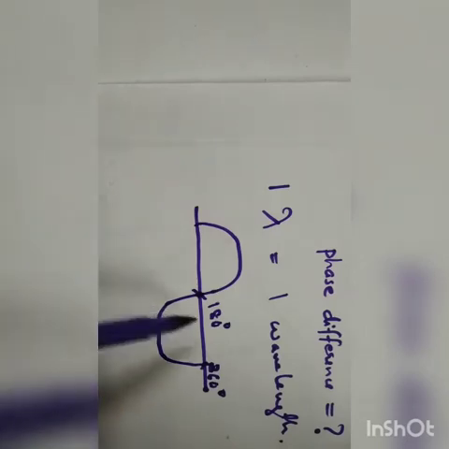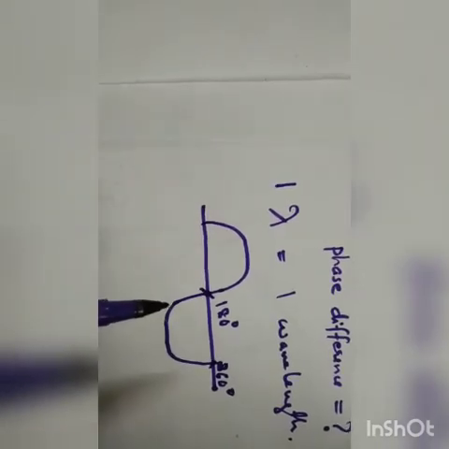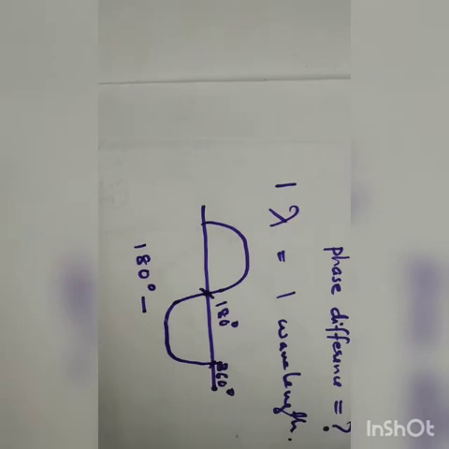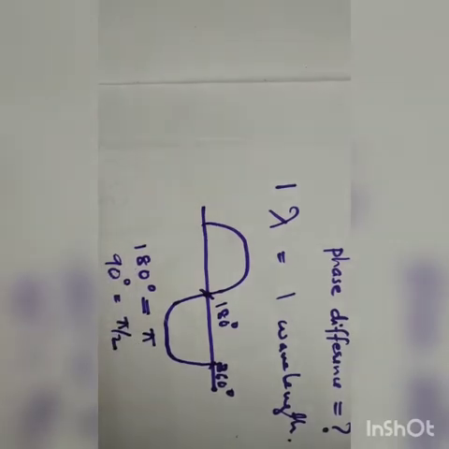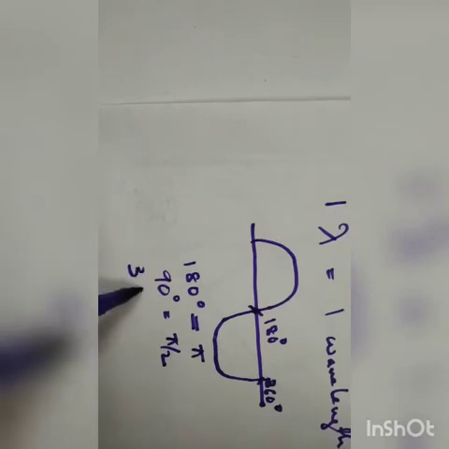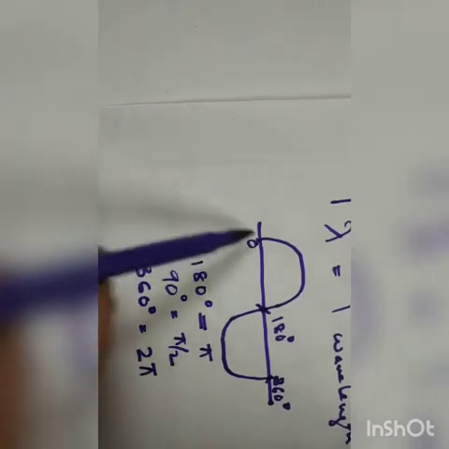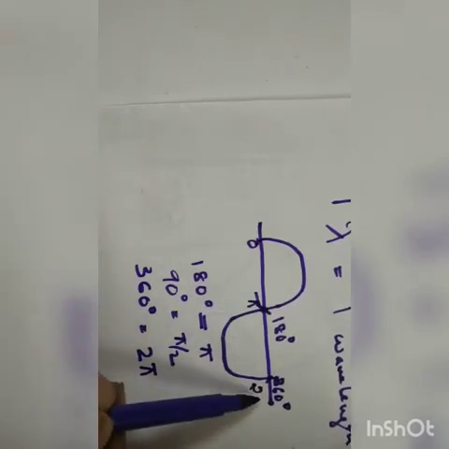So how do you represent it mathematically? In the radian form, 180 degree stands for, how much is it? Pi, isn't it? You have studied 90 degrees, pi by 2. 180 degrees, pi. Then how much is 360 degree? Twice of 180, 2 pi. Understood? So here, if it is 0, this I can write as pi and this one as 2 pi.